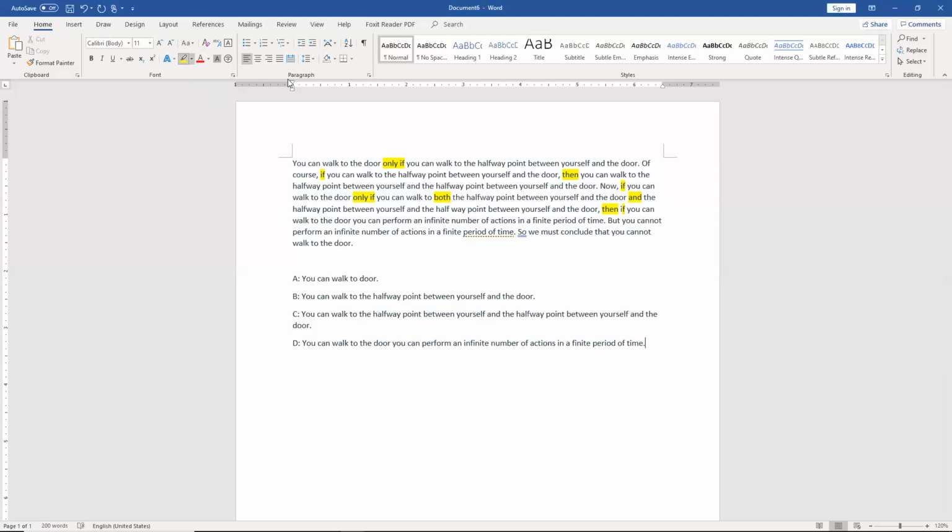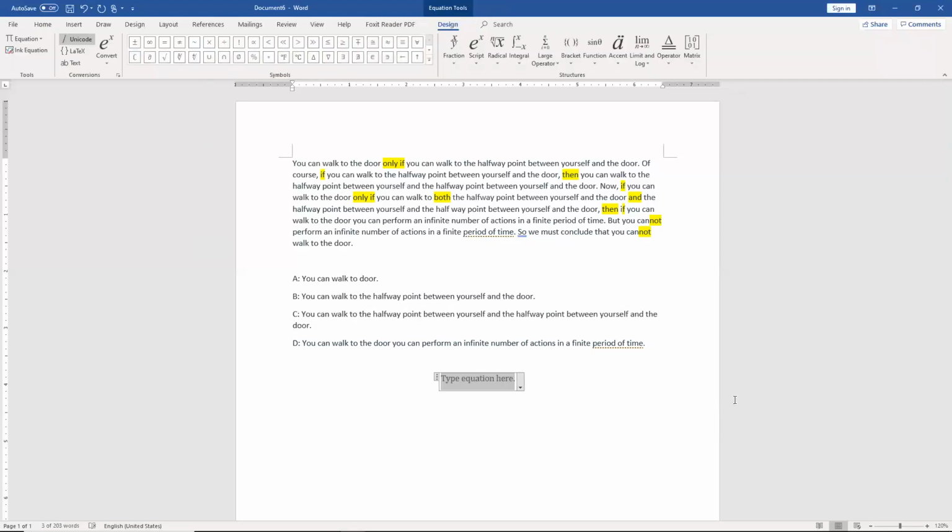All right, continuing on, but you cannot perform an infinite number of actions in a finite period of time. So this not, that'll be a negation. And the conclusion, so we must conclude that you cannot, again, a negation, walk to the door. So we have all of our atomic sentences. We have our English connectives identified, so we can move on to symbolizing it.